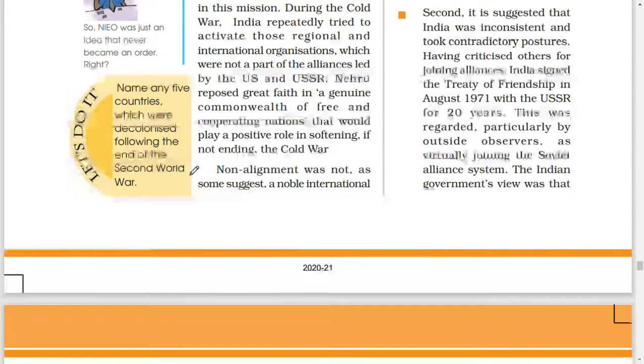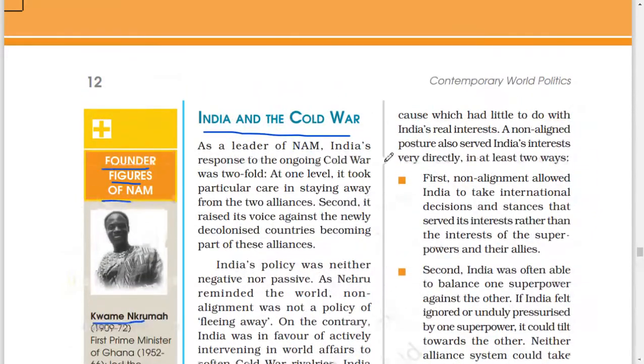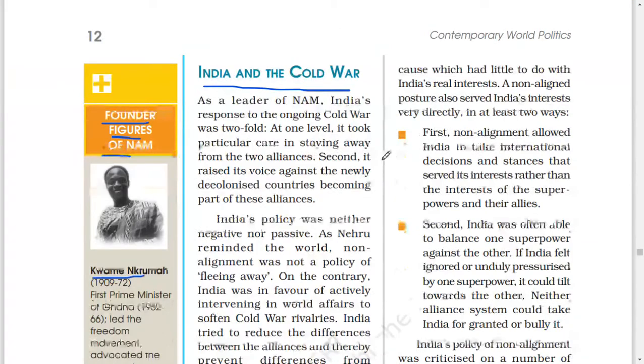Non-alignment was not, as some suggest, a noble international cause which had little to do with India's real interest. A non-aligned posture also served India's interests very directly, in at least two ways. First, non-alignment allowed India to take international decisions and stances that served its interests rather than the interest of the superpowers and their allies.